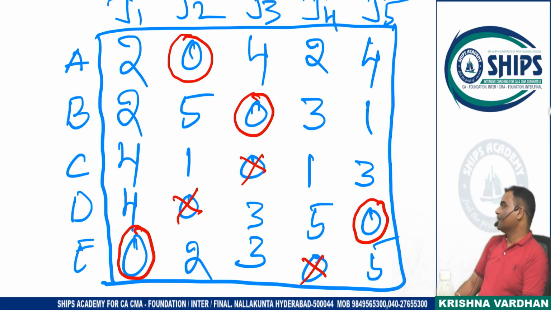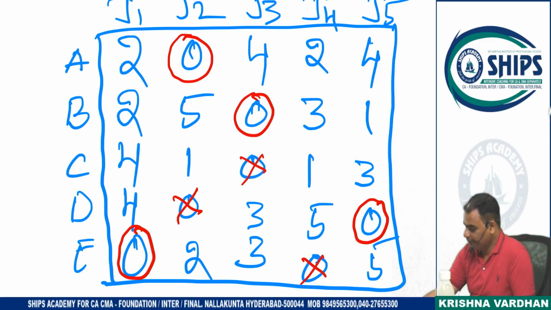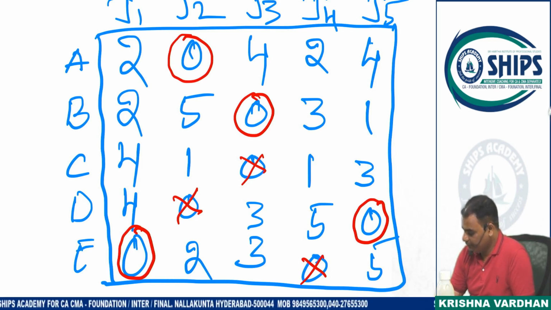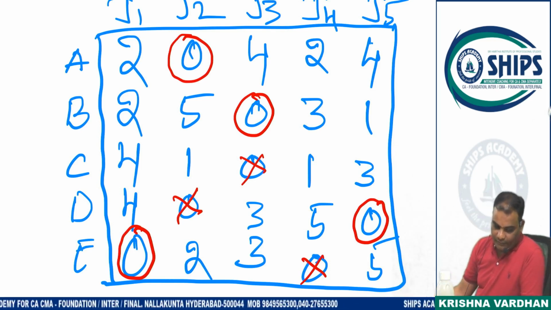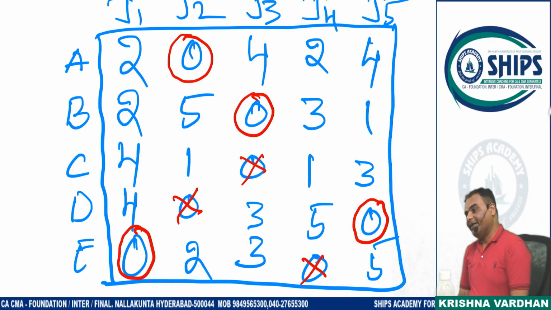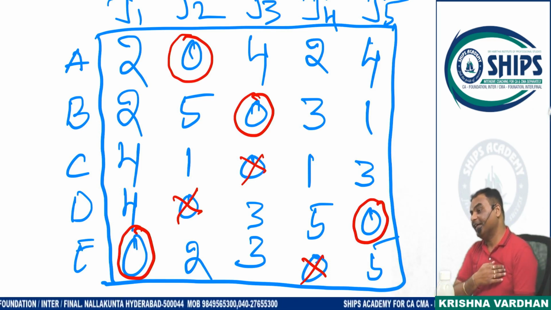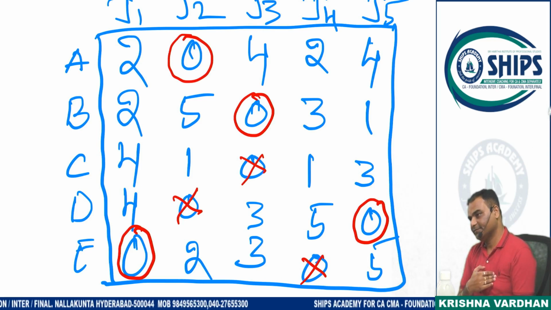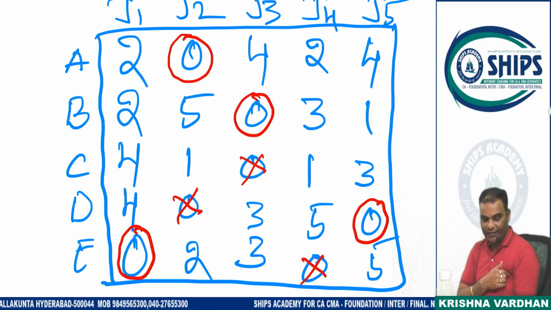Step number 5. You can call it improved matrix, reassigning, or reallocation. Any word you are comfortable with, you can use.